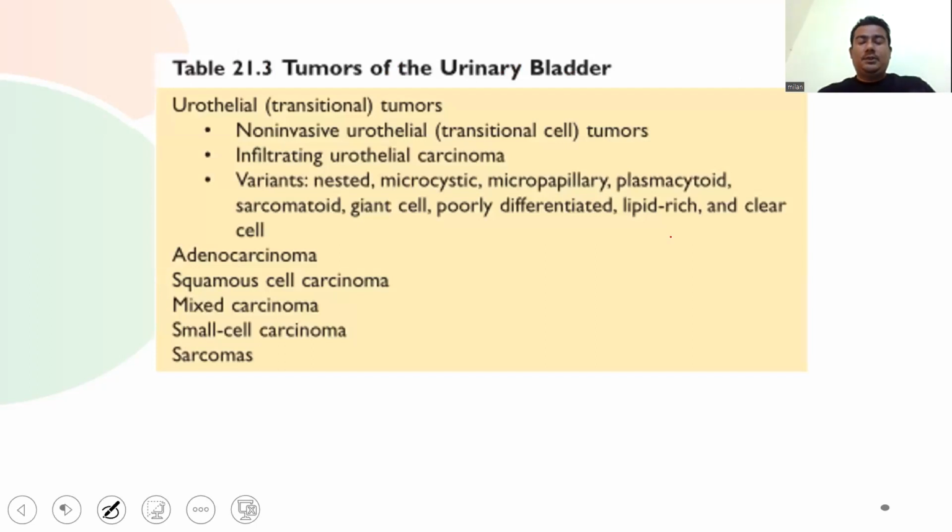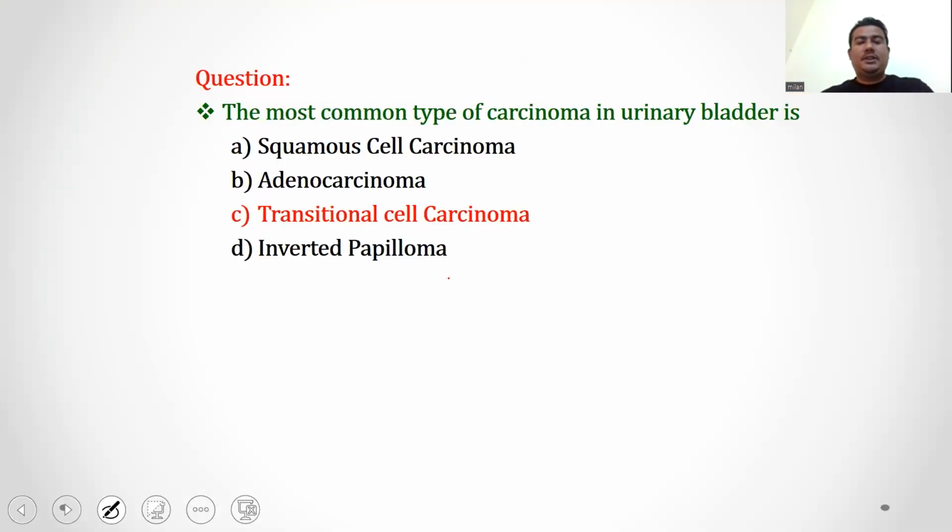The WHO classification of the tumors of the urinary bladder also suggests infiltrating urothelial carcinoma, also known as transitional cell carcinoma, being the most common type of carcinoma ahead of adeno and squamous cell carcinoma. So the answer is pretty straightforward. The most common type of carcinoma in urinary bladder is transitional cell carcinoma.